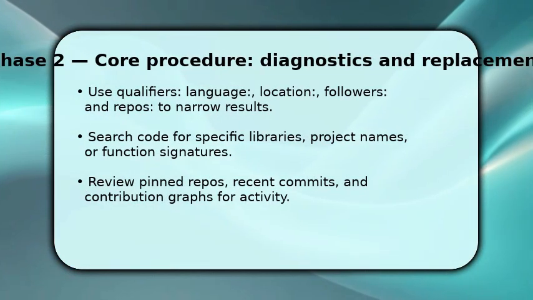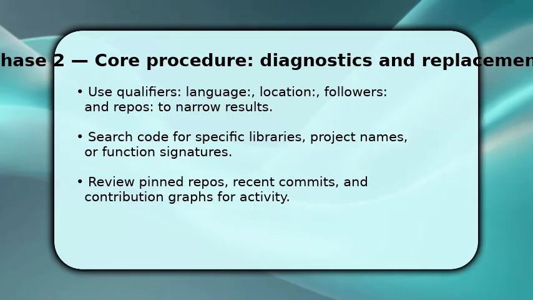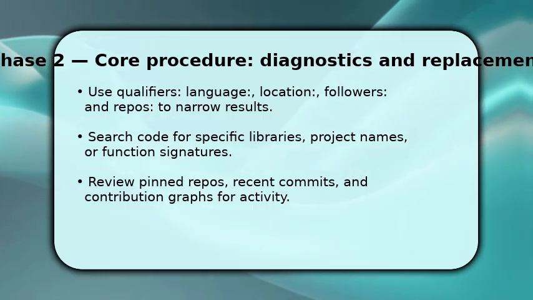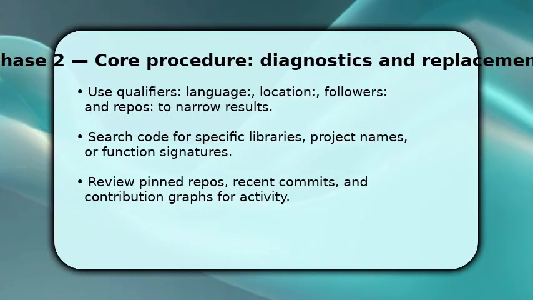Now refine and evaluate. Use qualifiers like language, location, followers, and repos to shrink broad lists into qualified matches. These filters save time and improve precision.